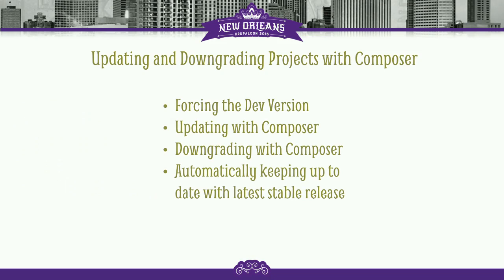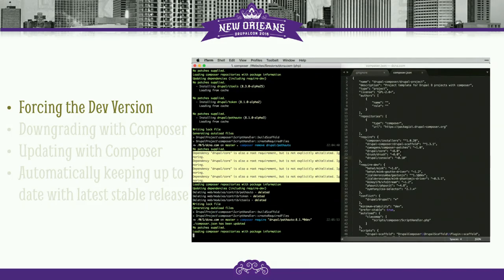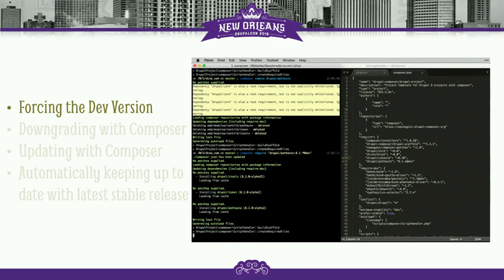So if you want to upgrade and downgrade projects, it's pretty easy. Okay, so here's when I mentioned that I specified the @dev version, but it installed alpha 3 instead. If you really, really want the dev version, you just install it as if it were a Git project.